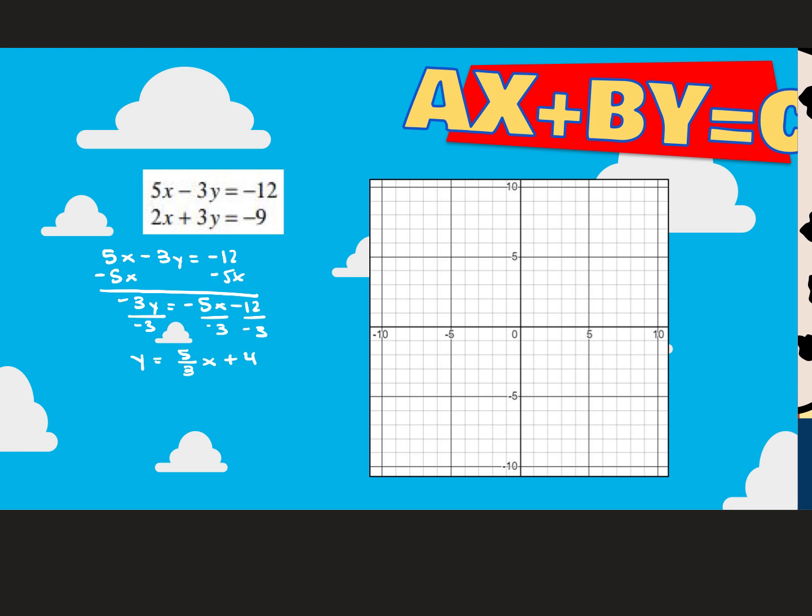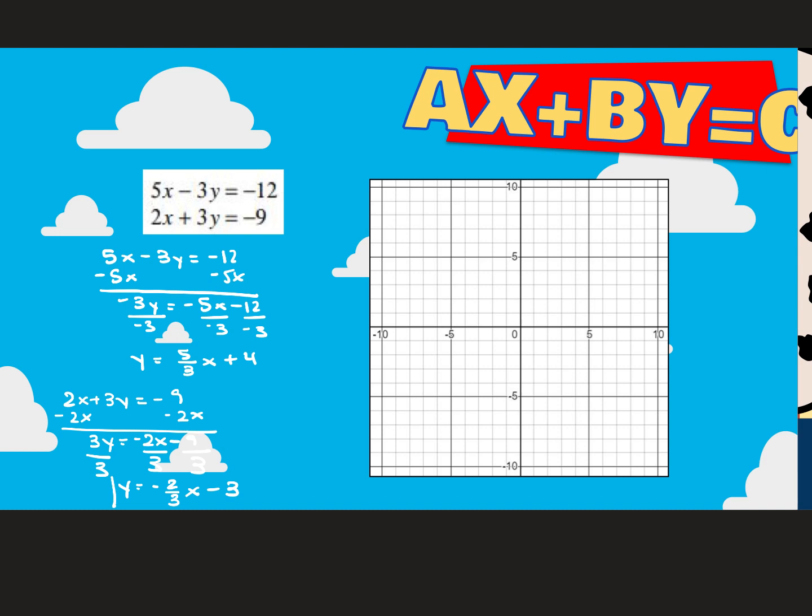All right, and now we're going to look at our second equation, which is 2x plus 3y is equal to -9. Subtract 2x from both sides. And we get that 3y is equal to negative 2x minus 9. Divide both sides by 3, so everything gets divided by 3. And we get that y is equal to negative 2 over 3x minus 3.